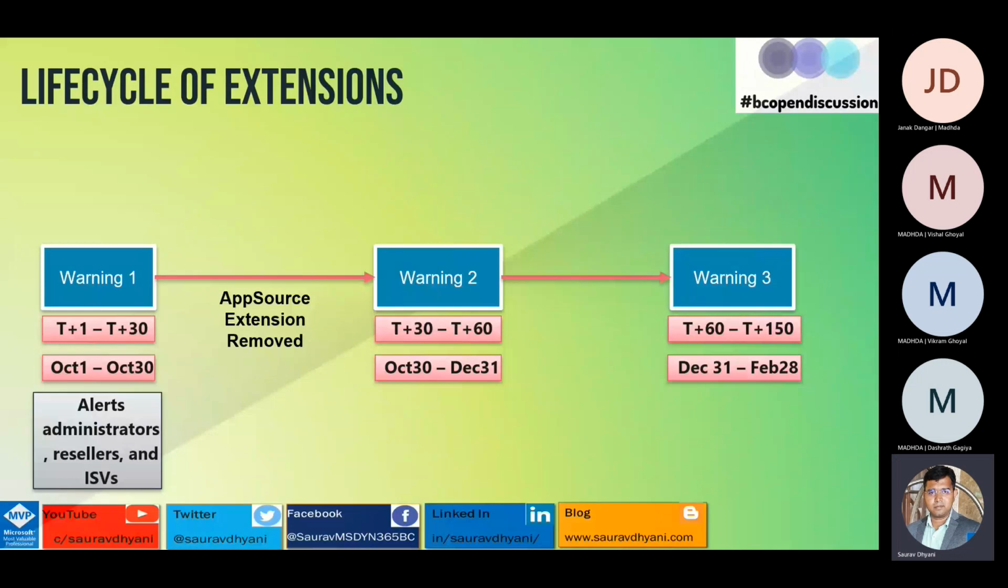So this is the first phase where the customer user doesn't know what's happening. It's only the customer administrator, you as reseller or partner, and then the ISV partner who will be notified about this in phase one. And they are very simple emails.